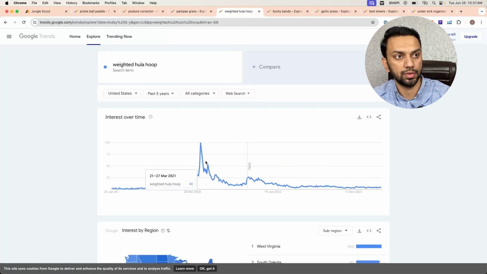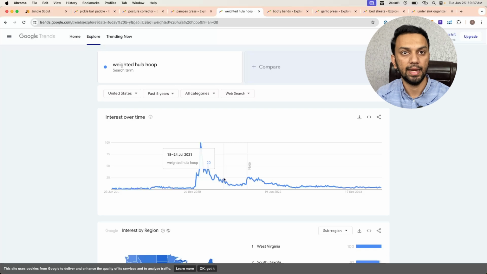If you are a TikTok user, you must have seen this sensation. Everyone is moving and using this weighted hula hoop, and it was a complete hype. So people who launched it in this time period, it worked out for them, but eventually its demand decreased consistently.